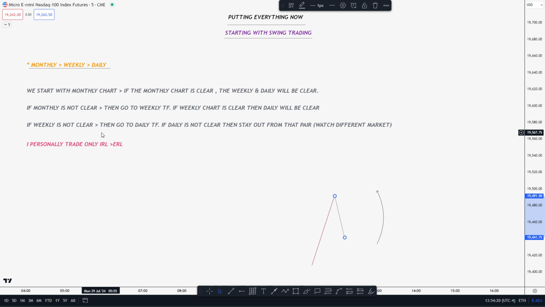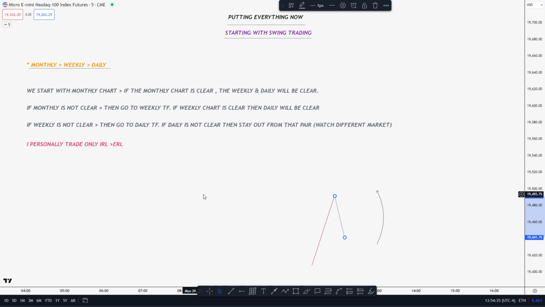एंड वीकली टाइम फ्रेम भी अगर आपको कुछ नहीं शो कर रहा है, देन गो टू डेली टाइम फ्रेम। एंड अगर डेली टाइम फ्रेम भी क्लियर नहीं है, देन स्टे आउट फ्रॉम द मार्केट एंड बेसिकली वेट फॉर द मार्केट to give you something on daily, weekly or monthly, or look for other pair that providing opportunity.